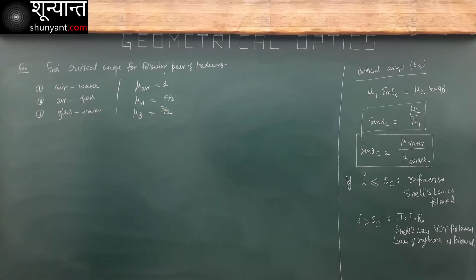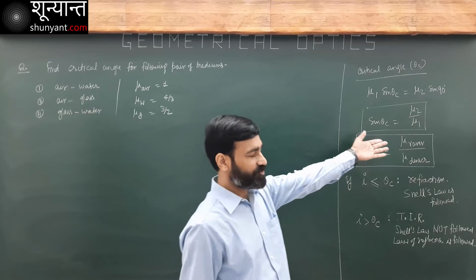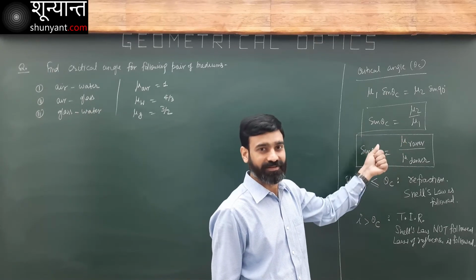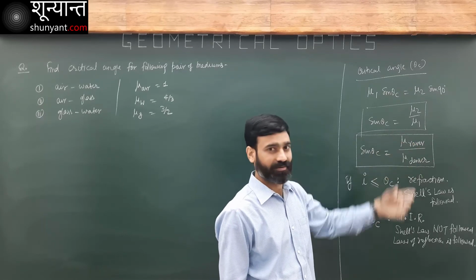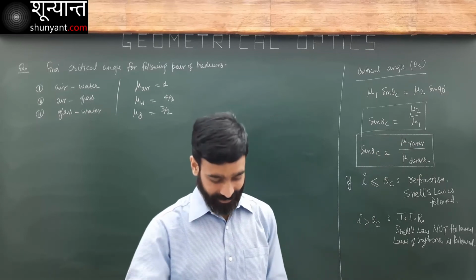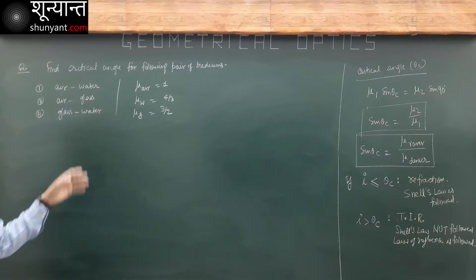What do you think? Can you find out the critical angle? Critical angle depends on the pair of mediums. It should be very easy. Once you remember this, sine of theta c, rarer over denser, you are going to solve all the problems. Try to figure it out.